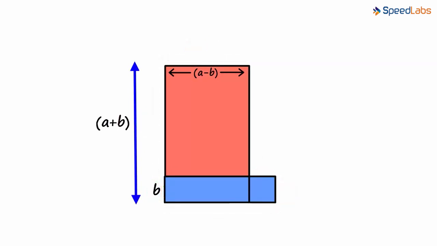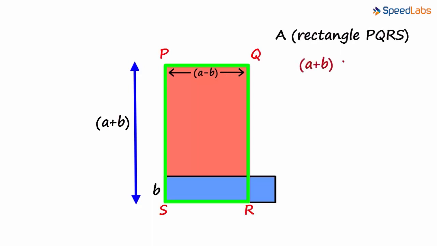So what we are interested in is the area of this rectangle. Rectangle PQRS. It will be (a plus b) times (a minus b). We just used the area of the rectangle formula. Length times breadth.